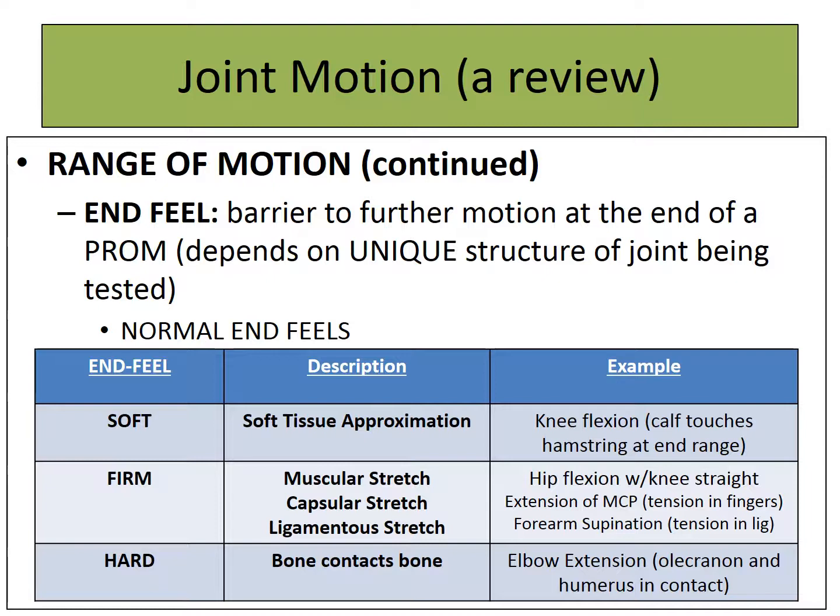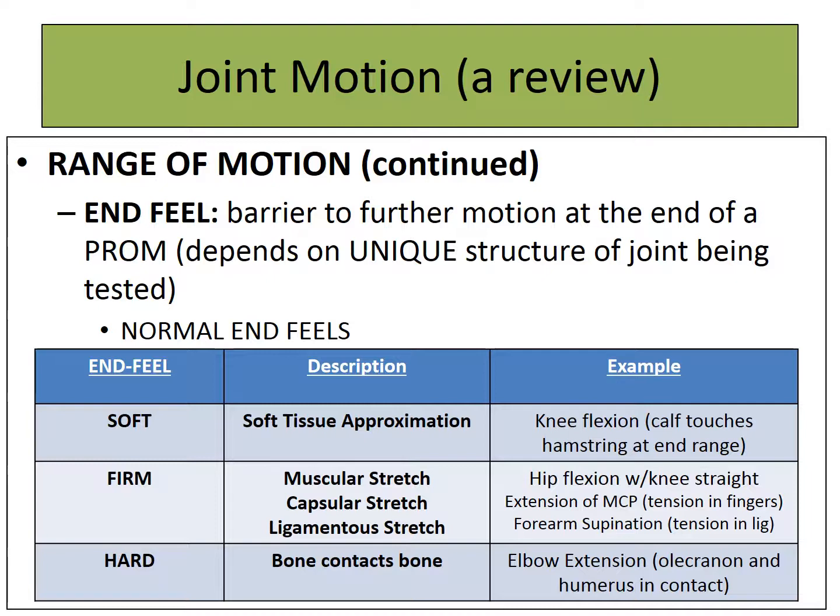You can also just try it while you're sitting here listening, by trying to do extension at the MCP joint in your finger. And you can feel that capsular tension, or possibly even some flexor tendon restriction. And then if we think about ligamentous stretch too, another example is if we do forearm supination. So try those on yourself, or with somebody at home, so you can feel what a normal end feel is.